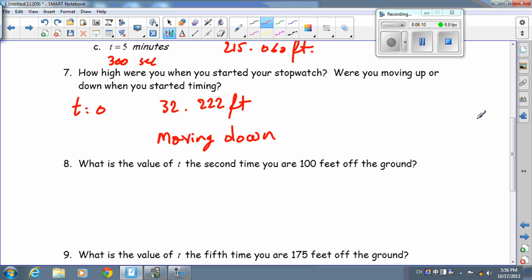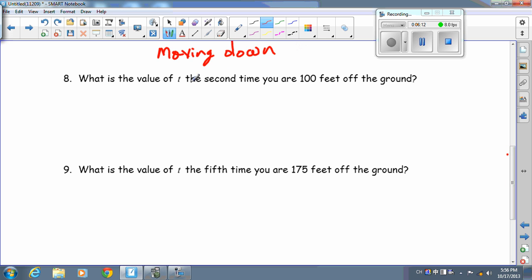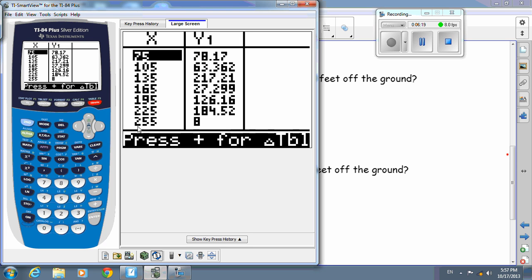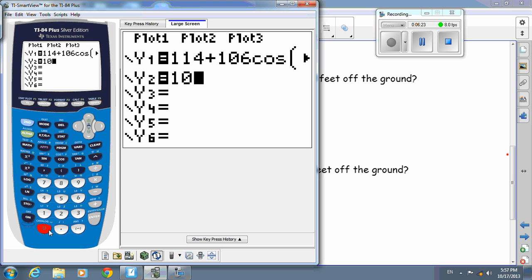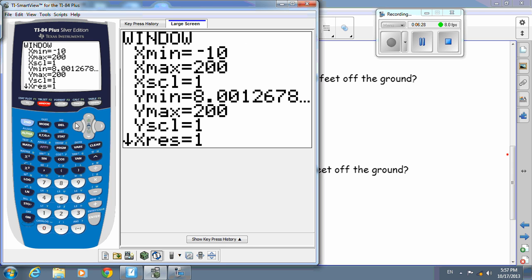The last two questions are very interesting. What is the value of t the second time you are 100 feet off the ground? Note that we say the second time. Now on my calculator, on the y equal, on the y2, I will put 100 because that's where I'm trying to reach. I fixed my window already so that I will see the whole graph. I changed y max and x max to 200, and x min I can keep as -10. That'll be fine. And now we graph it.